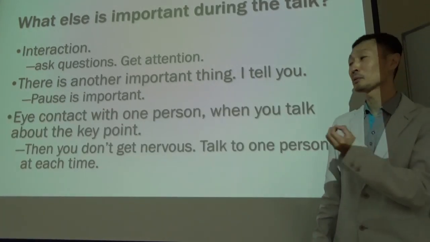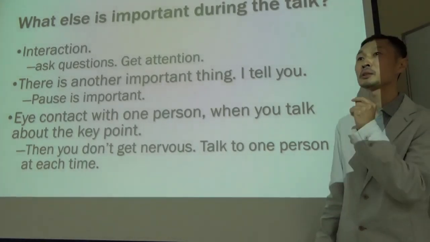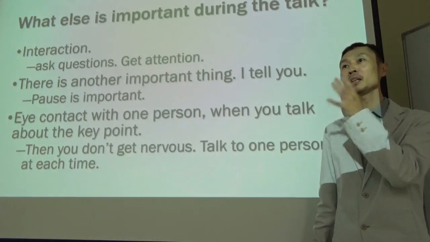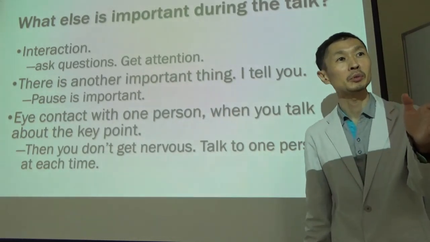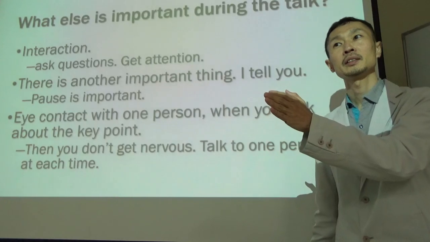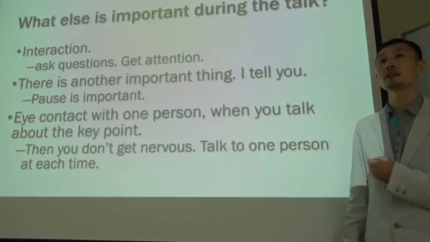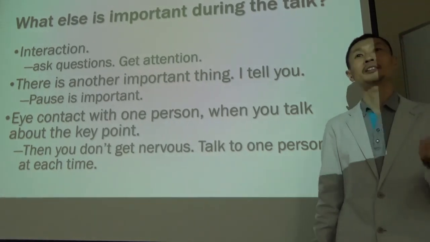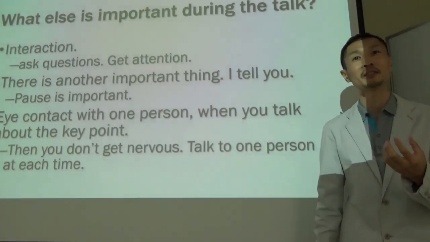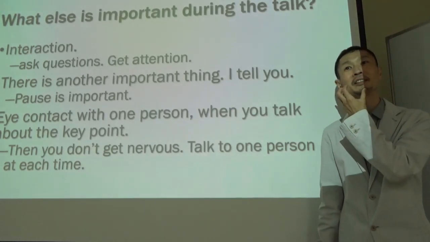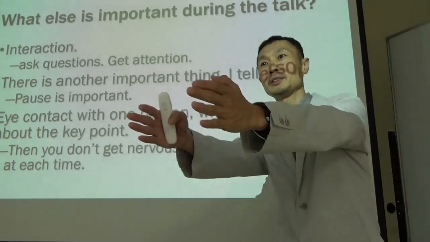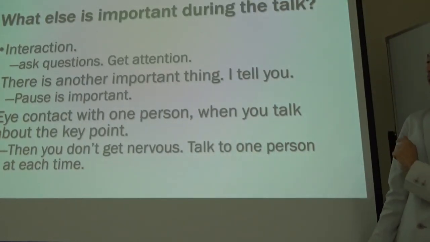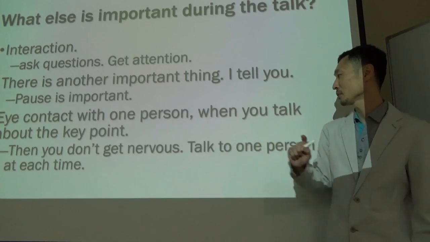Also, eye contact with one person is important. I said one key point in each slide, right? When you say the key point in the slide, you can look into some person's eyes. That way, you don't get nervous. If you're afraid of looking at eyes, you can just look at their tie or shirt, or their mouth or something like that. Oh, this is important, this is important. Just talk to one person at a time. That's a good way not to get nervous.